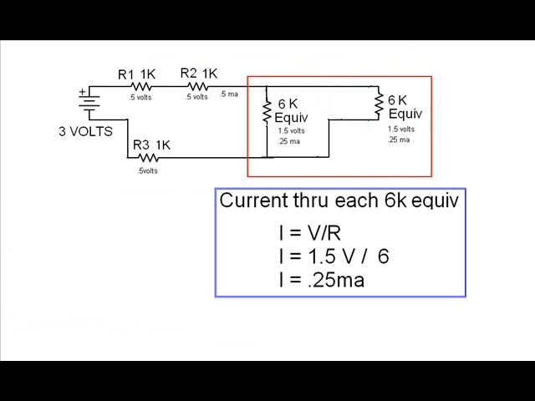Next, we break that 3K equivalent resistor back into 2 6K resistors in parallel. Here, we take that 0.5 mA, it splits in half. In this case, it splits evenly because our resistors are equal in value. From the chart, you can see that the current would be voltage divided by resistance, or 1.5 volts, which we calculated in the last chart, divided by 6K, which would be 0.25 milliamps.